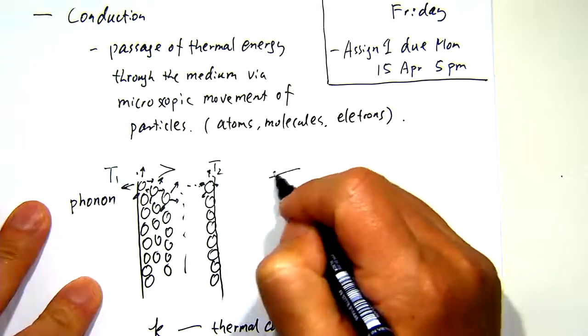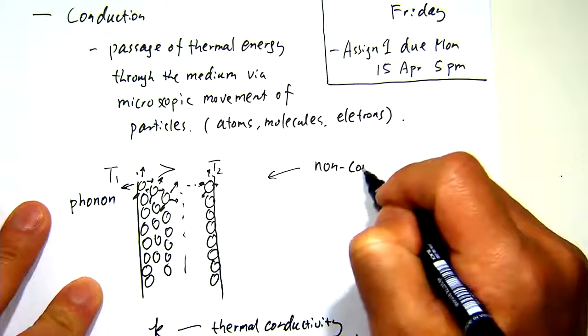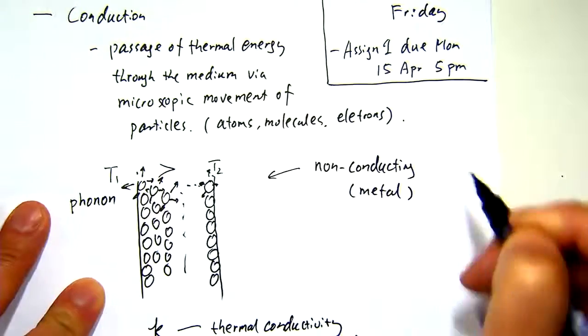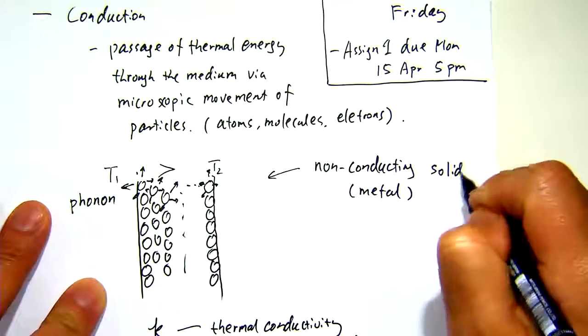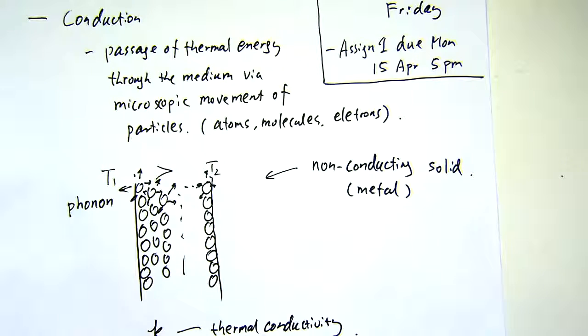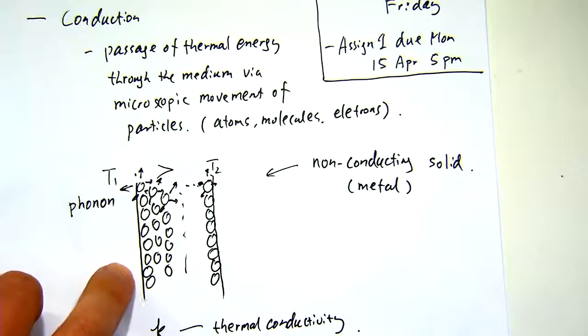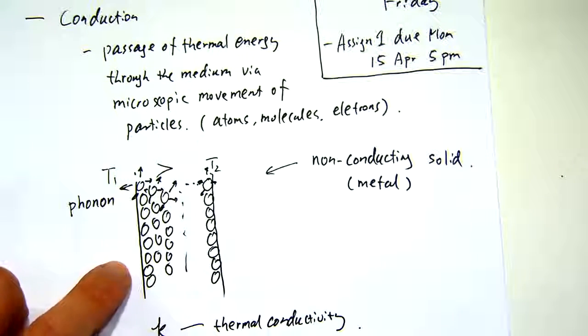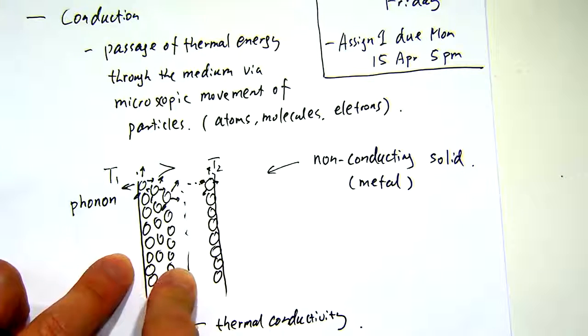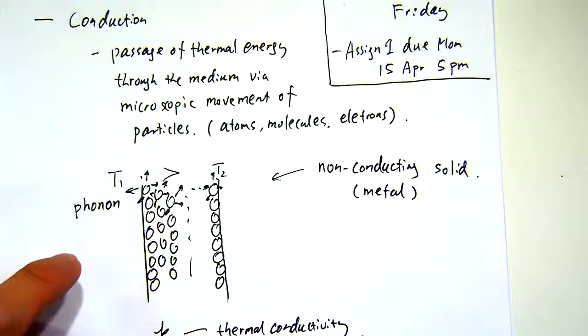But I should say this is more for the non-conducting or maybe non-metal solid. We can consider something like this in terms of how the conduction happens. If it's a gas or fluid, right, we can apply a similar concept, except when you have a gas, the density in the medium is a lot smaller. In general, it's on the order of 1,000 times smaller.